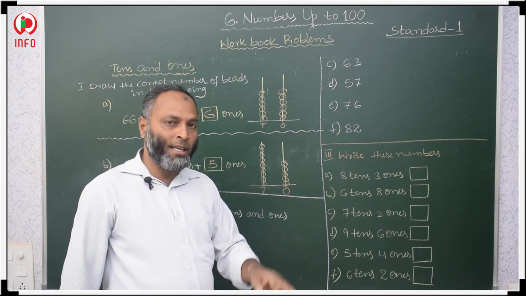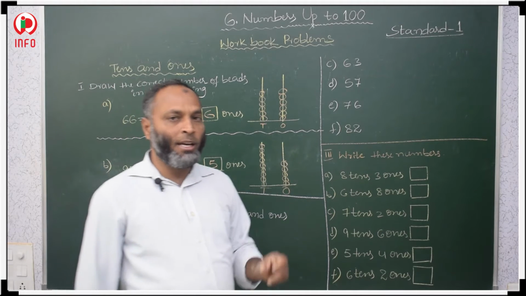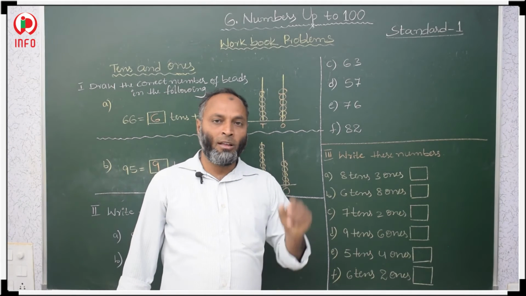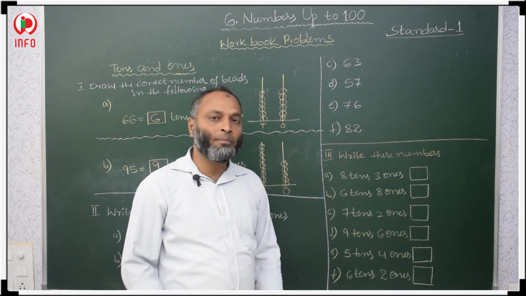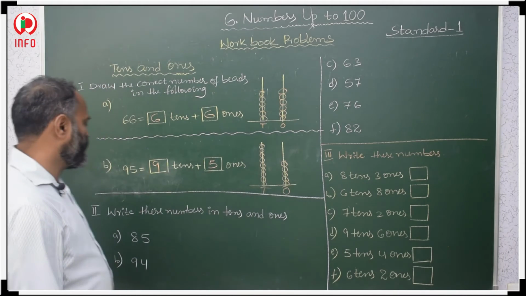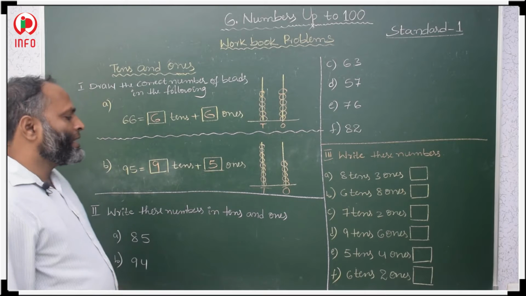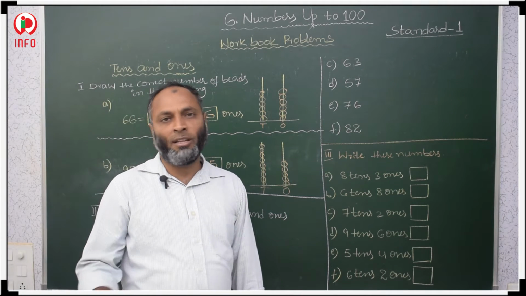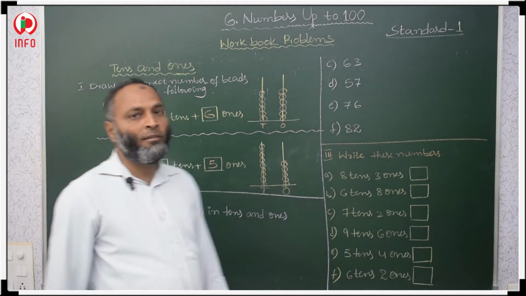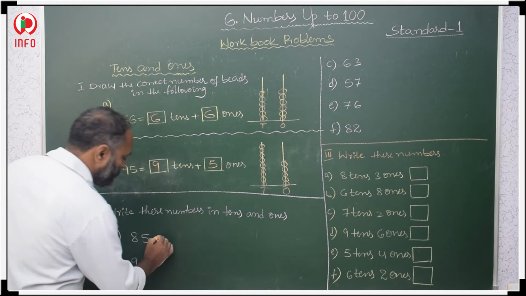How many tens are there and then how many ones are there? So in tens place that many bits we have to draw, and in ones that many bits we have to draw on abacus. Okay. Next bit, students. Write these numbers in tens and ones. Tens and ones, it is also called expanded form. In the reader we discuss how to write in expanded form in tens and ones.